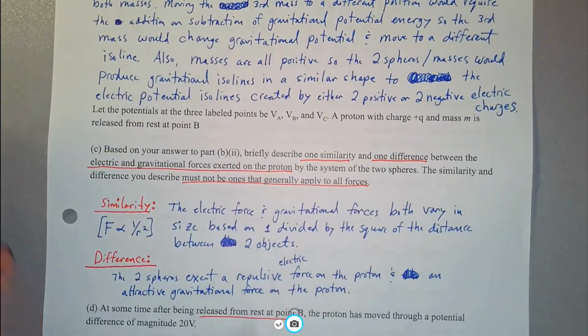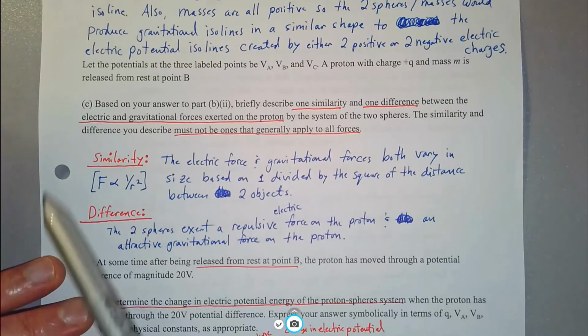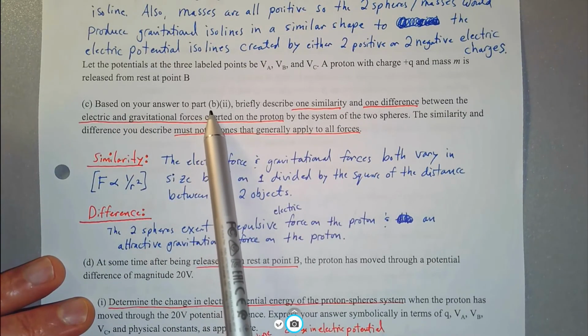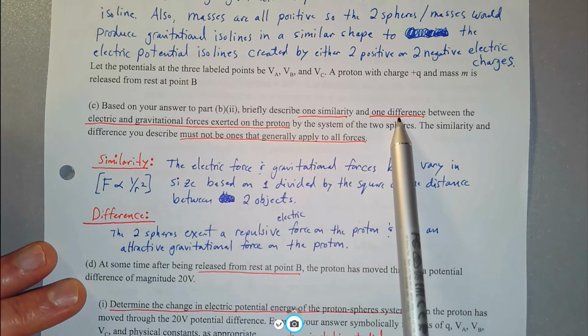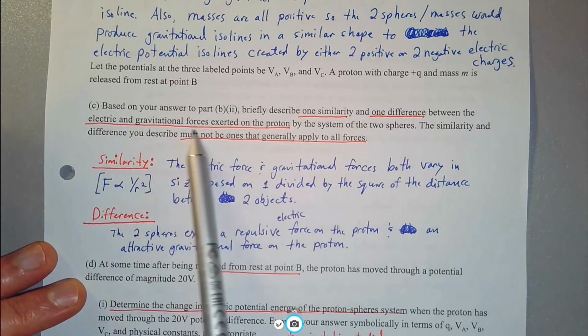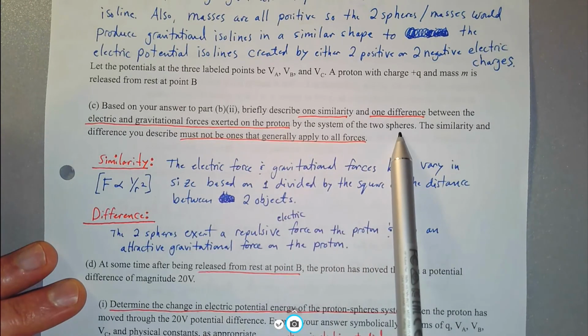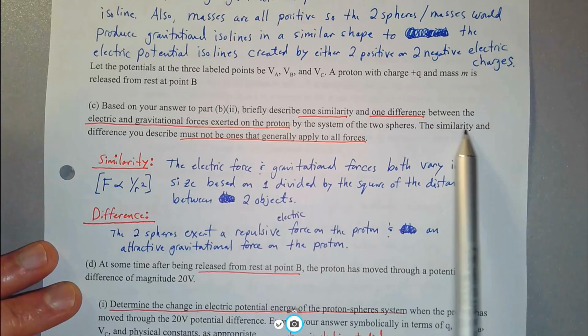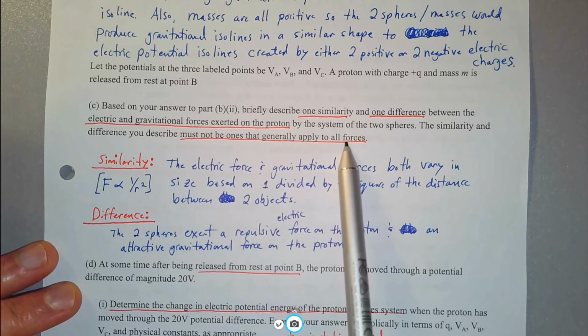So getting to the idea of the electric force and the gravitational force and whether they're the same or different, that's kind of what part C is asking about. It says, based on your answer to part B2, briefly describe one similarity and one difference between the electric and gravitational forces exerted on the proton by the system of the two spheres. The similarity and difference you describe must not be ones that generally apply to all forces.